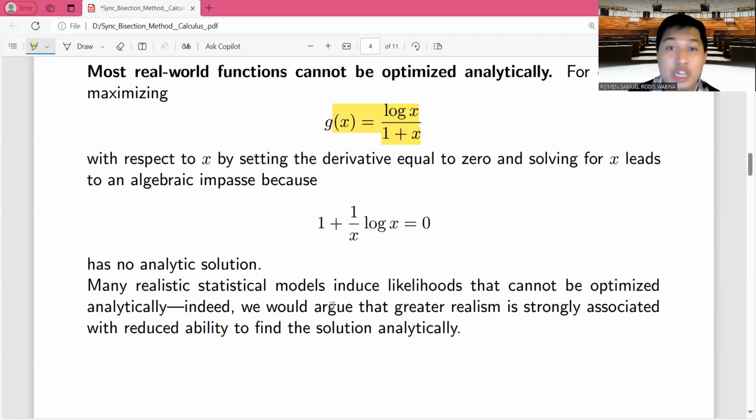First, let's find the g prime of x, which is the derivative of g of x. That is 1 plus 1 over x times log of x, and we equate it to 0 for solving x. That leads to an algebraic impasse because it has no analytic solution. It is very intractable and it's difficult to find the value of x. So the derivative simplifies to this equation, which is a transcendental equation that does not yield to any traditional algebraic methods for finding a closed form solution.